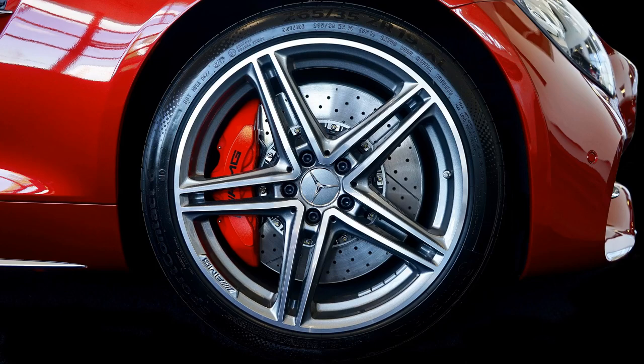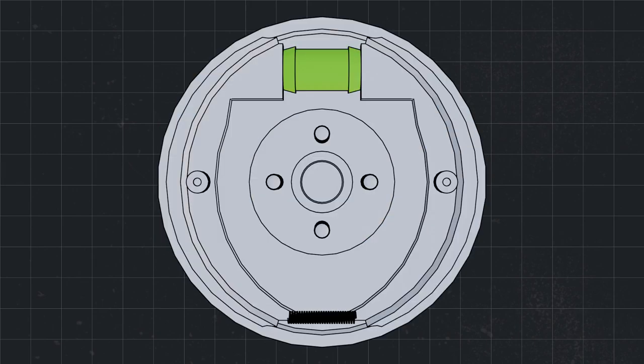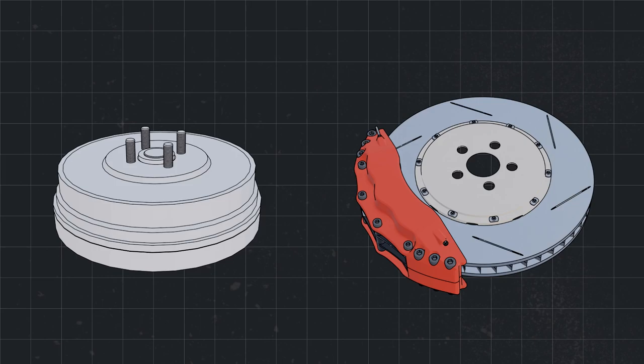Disc brakes, drum brakes, ceramic brakes, six-piston brakes, master cylinder, brake shoes. These are all terms you'll be confronted with when looking up brakes. Today we are going to explore how brakes work and take a look at the two main types of brakes.